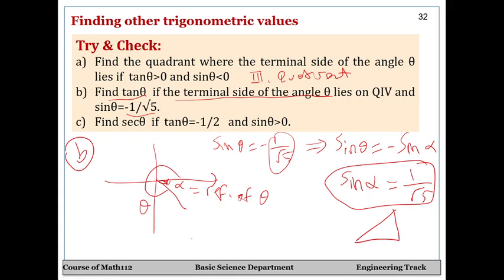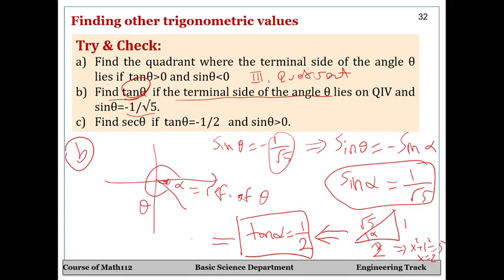So you set up the triangle then: 1 and square root 5. What is x? x squared plus 1 squared equals 5, so you end up with x equal to 2. So then you write here 2. Then what is asked? Tangent. Tangent alpha, you find it. It will be 1 over 2.